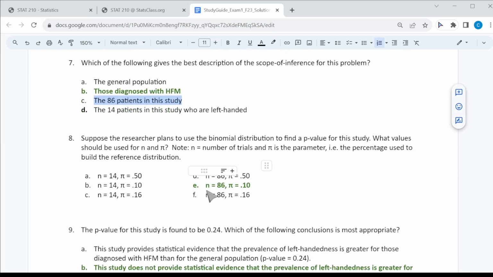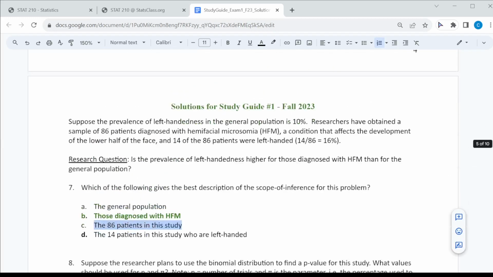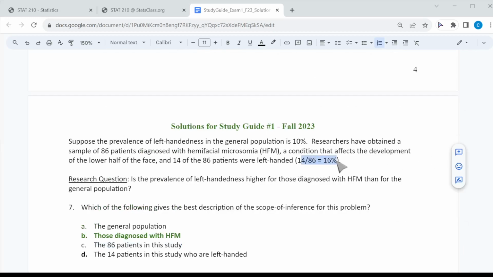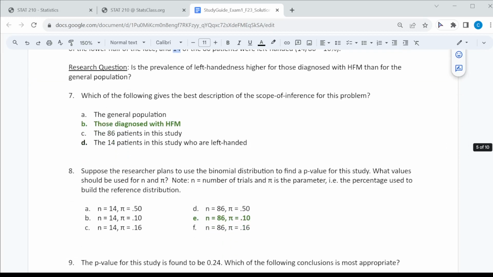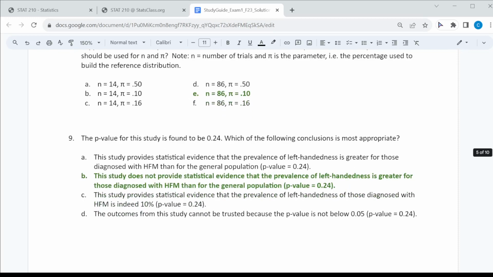Question 8, that's hopefully straightforward. N is equal to 86 and my parameter is 10. Do not say that the parameter value is 14, because then you would be using the sanitizer bottle idea to compute what our parameter is. So 14 here is the sanitizer bottle that does not get used in the construction of the reference distribution. It does get used if you're computing the p-value, okay, but not in the construction of the reference distribution.